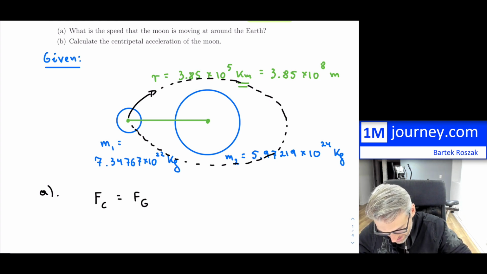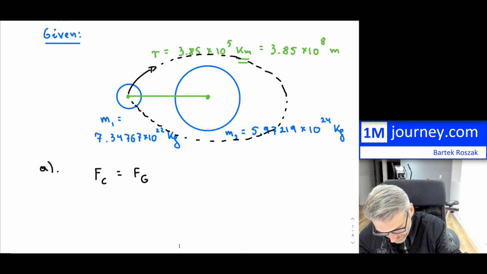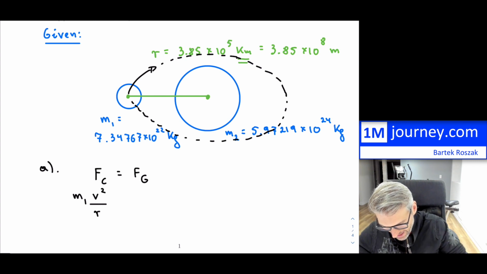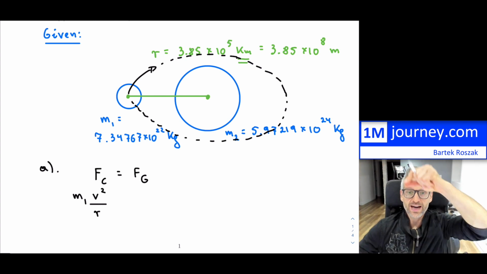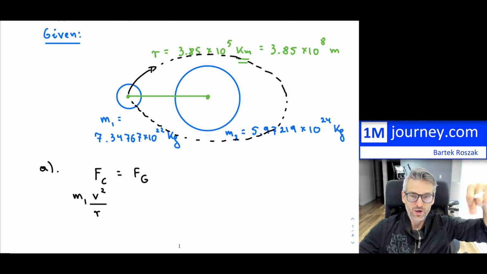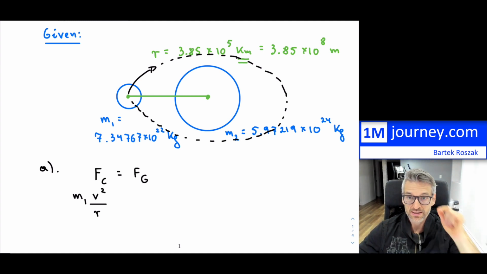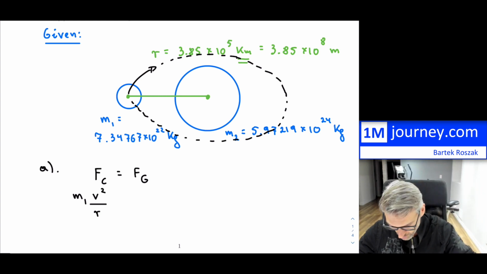So I'm going to write this out. The centripetal force is going to be the mass. Now, we're talking about the moon, so I'm going to put mass number 1 in here, times the speed of the moon that it's going at, which is v squared, divided by r, the radius of the actual circle, more or less, that it makes. In this case, the radius is actually the distance between the centers of the Earth and the moon.